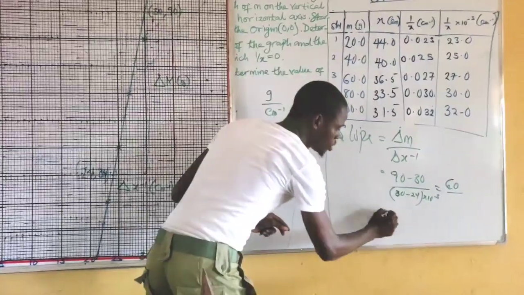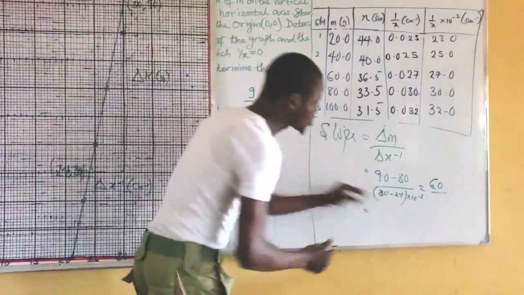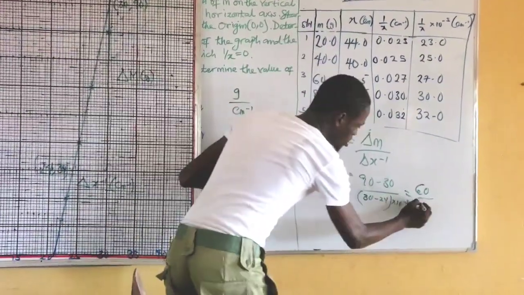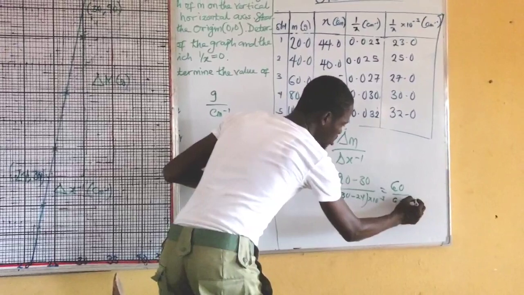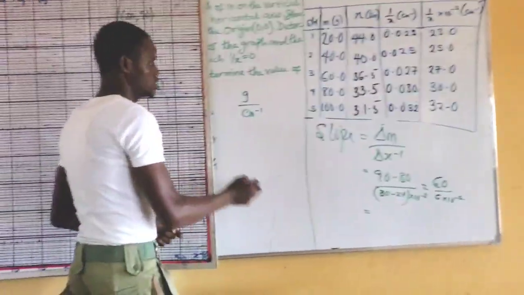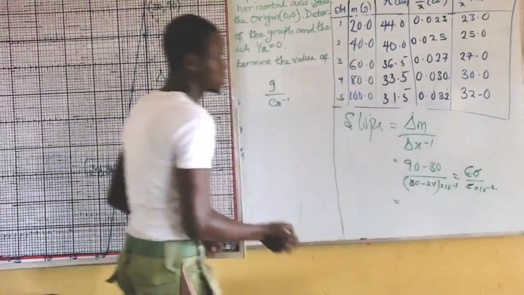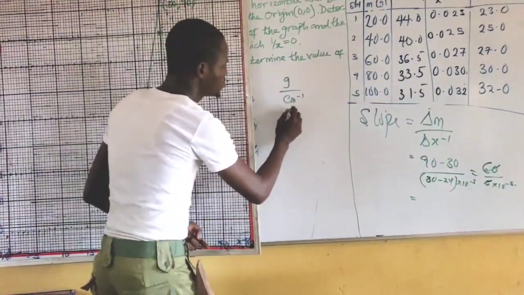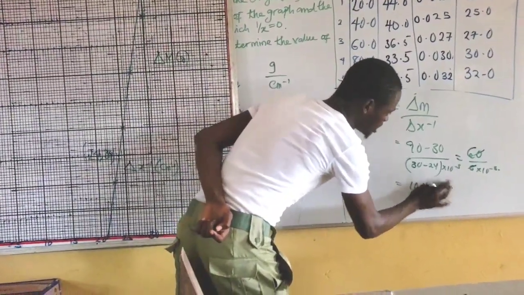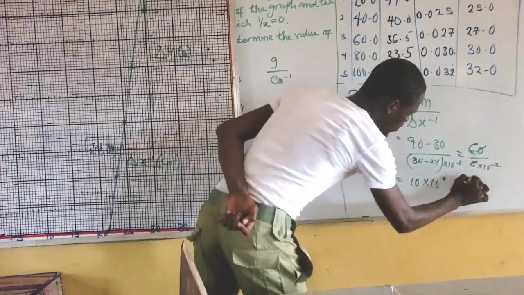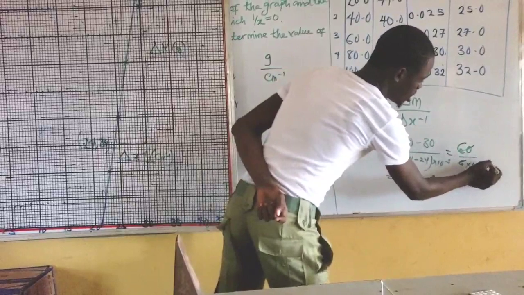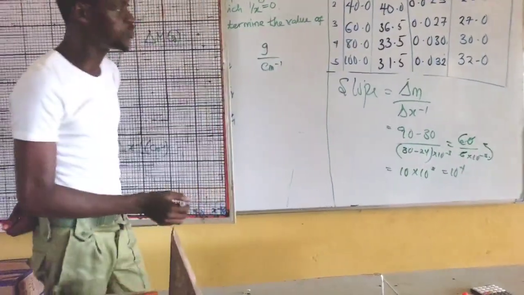Now, 30 minus 24 will give rise to 6. So I should be having 90 minus 30, which is 60, over 6 times 10 raised to the power minus 3. I can easily get this as 6 cancelling 6. Then you'll be having 10 times 10 raised to the power 3, which is equal to 10 raised to the power 4. That is the value that I should be having in that place, because if you convert this one to the top, I'll be having 10 raised to the power 4.